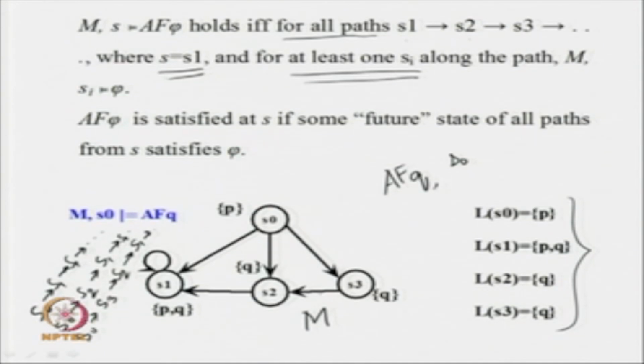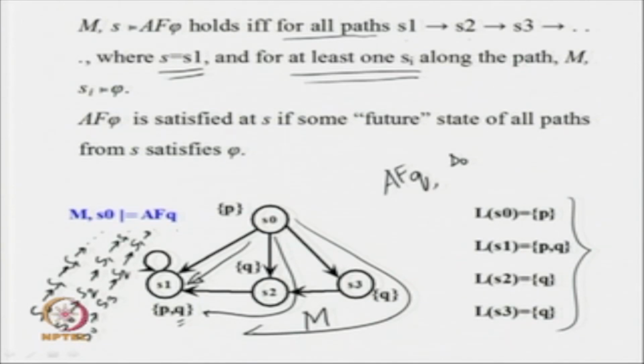Now, we are going to look at AF q, that means whether we get a future state where q holds. Obviously, you see that when I go by this particular path, we get a state s1 where q is true. When I go by this path, again we find that in s2 q is true. Again, if I follow this path, we find that q is true in s3. That means in all 3 paths, in some future state, we get q as true.